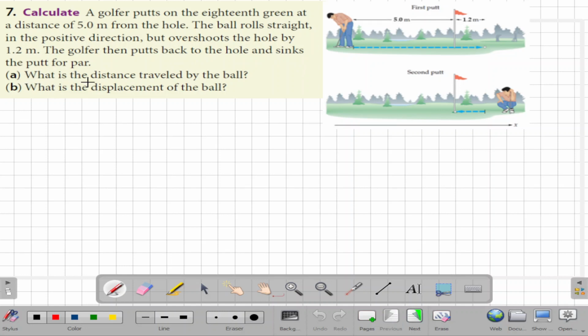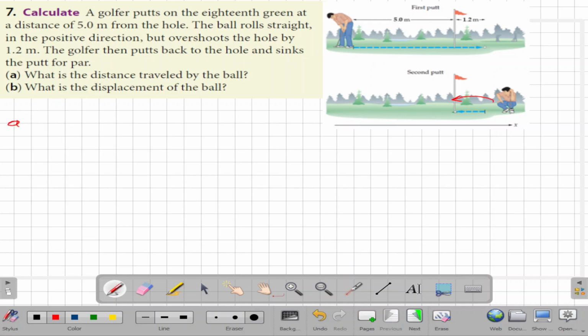Part A, what is the distance traveled by the ball? Recall that the distance traveled by an object is the total length of travel. Knowing that the ball travels 5 meters, then 1.2 meters, and goes back to the hole 1.2 meters also, we need to add all the lengths together in order to find the total distance.